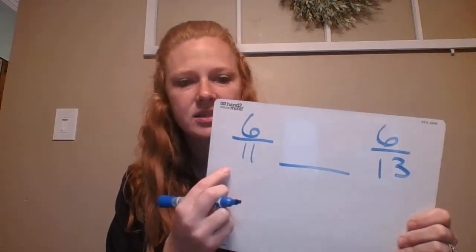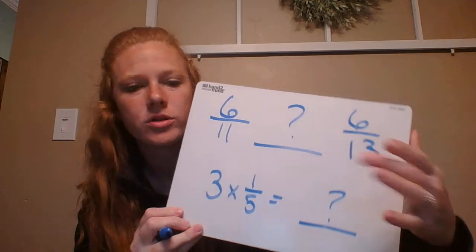So I will give you 2 more problems. I'll give you one comparison. So let's do 6/11 and 6/13. That will be 1. And let's do 3 times 1/5. So you tell me, what are these 2 answers?